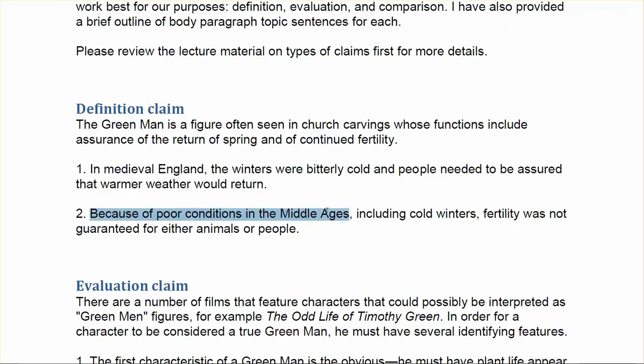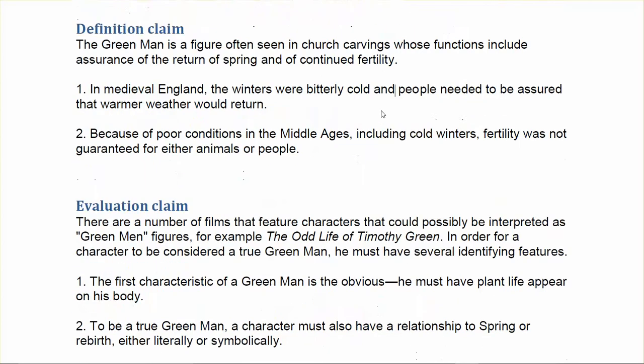Because of poor conditions in the Middle Ages, including cold winters, right? That's sort of my transition from the winter weather topic to my new topic. Fertility was not guaranteed for either animals or people. So now you know I've changed gears, and all of my support in this section of the paper, be it one paragraph or 4 or 10, will be about the Green Man in terms of its fertility function. So this is a definition claim, right?